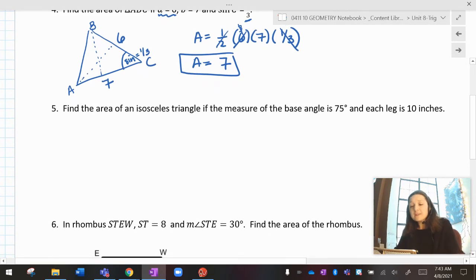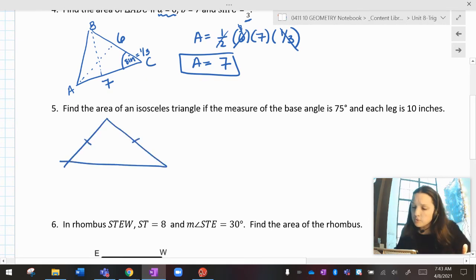Find the area of an isosceles triangle. Okay, so isosceles, 2 equal sides. If the measure of the base angle, so that would be 75, and in an isosceles, the other one would have to be also, and each leg, the legs of an isosceles are the equal ones, is 10. So I've got 75, 75, 10, 10.